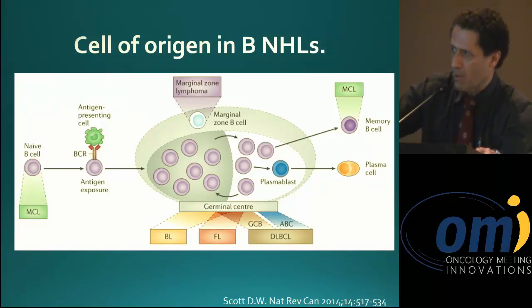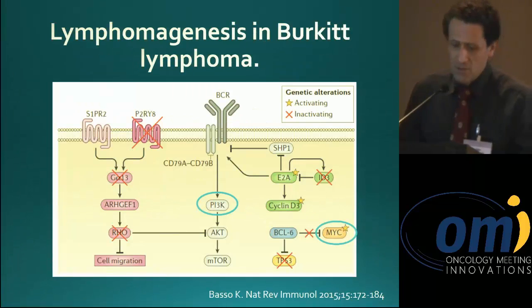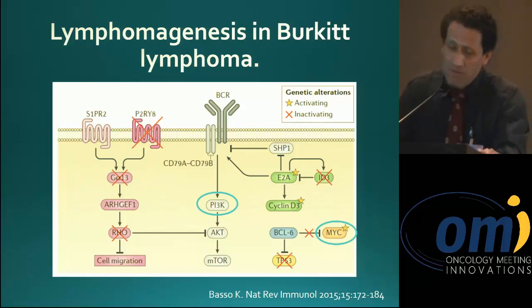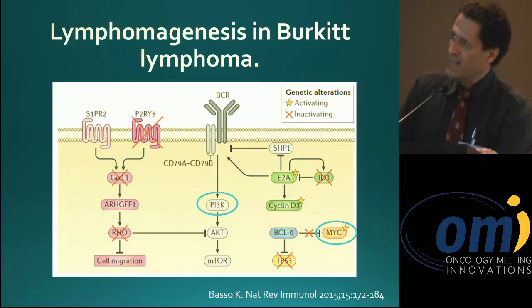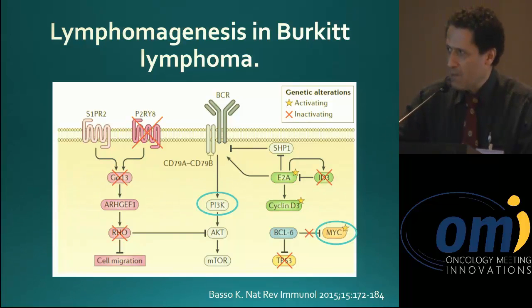So if we know this phenomenon, we can explain the origin of non-Hodgkin lymphoma. For example, Burkitt's lymphoma originates mainly in the dark zone. Follicular lymphoma and germinal center diffuse large B-cell lymphoma originate in the light zone. And the so-called ABC diffuse large B-cell lymphoma originates in the plasmablast phase of the differentiation.